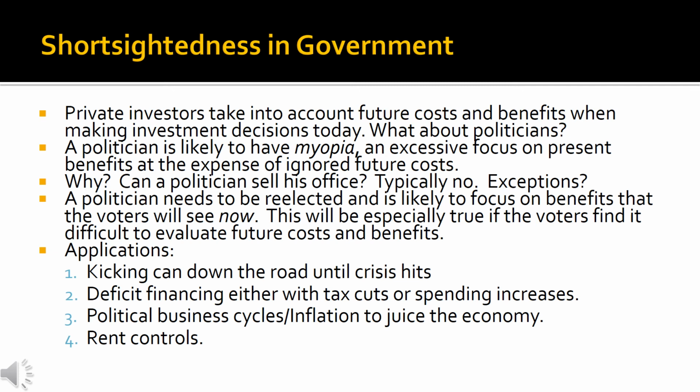Now, is this true about politicians? A politician is likely to be myopic, to focus overwhelmingly in the short run at the expense of the future ignored cost. Now, why is this the case? A politician can't sell their office. They can't keep it for a long time, and they can't develop that asset to make it more valuable. So a politician needs to be reelected, and typically the reelections are very short. 2 years in the House of Representatives, 6 years in the Senate, 4 years for the president.